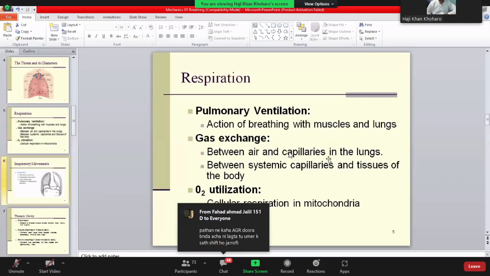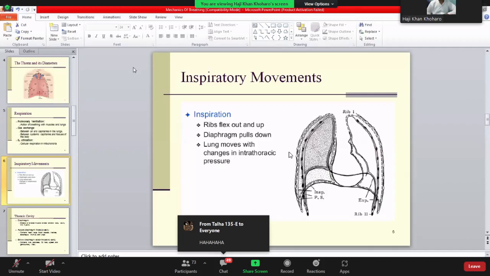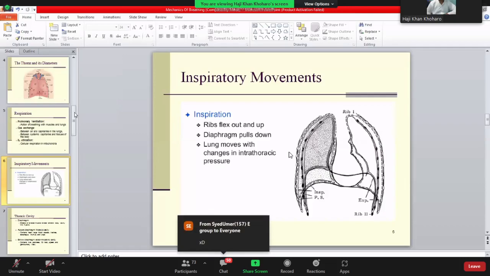During inspiration, look at this diagram. The ribs are flexed out and upward, and they move upward, and the diaphragm is pulled downward. This causes negative intrapulmonary pressure, and whenever intrapulmonary pressure becomes negative, the air moves from the atmosphere to inside the lungs. And this is known as inspiration. So inspiration occurs primarily because of the muscles of inspiration, called the diaphragm.